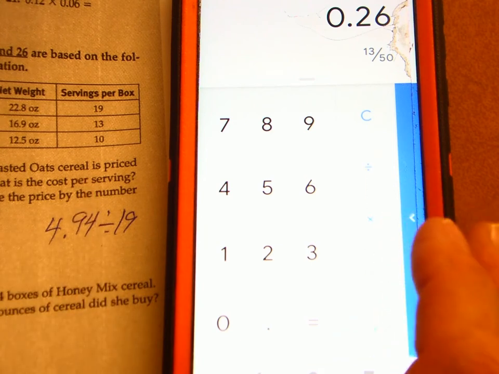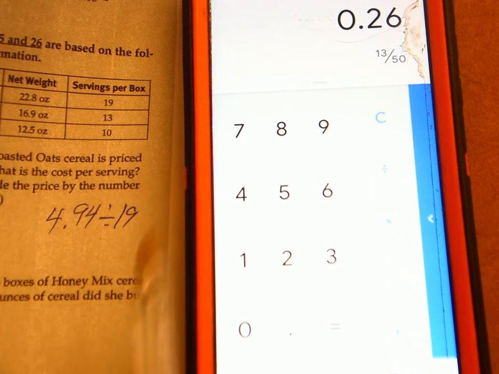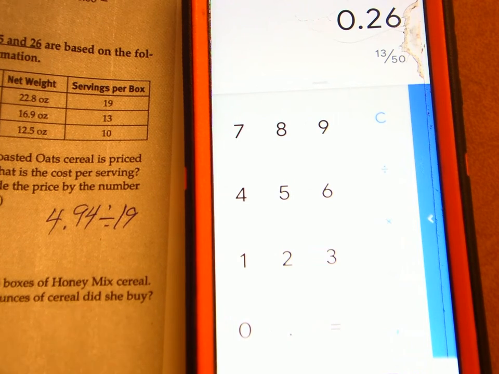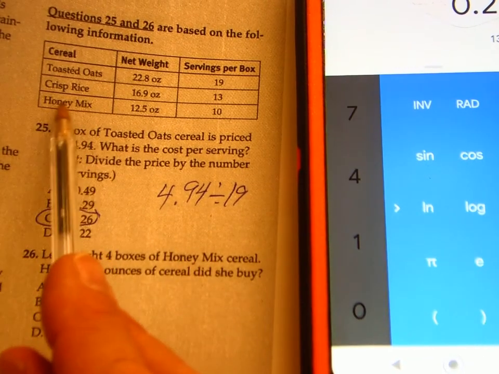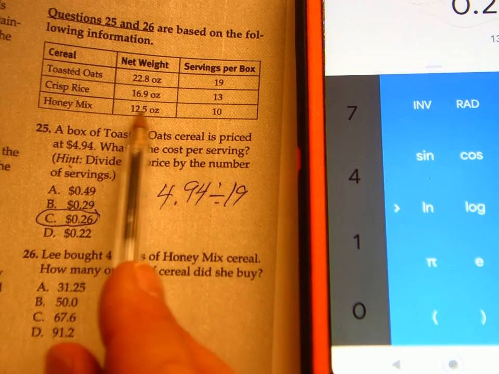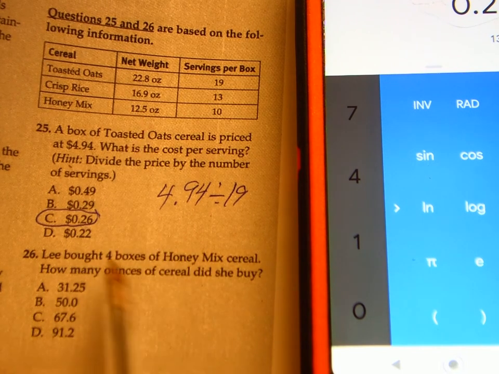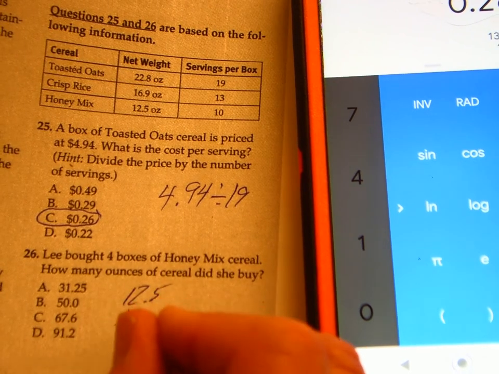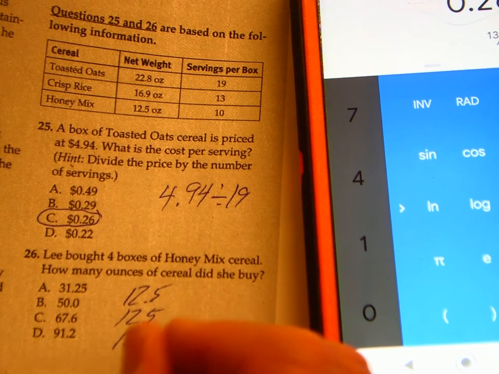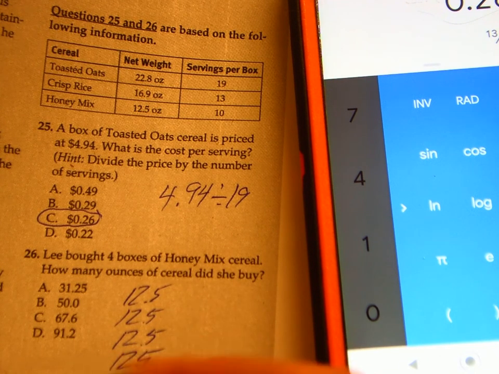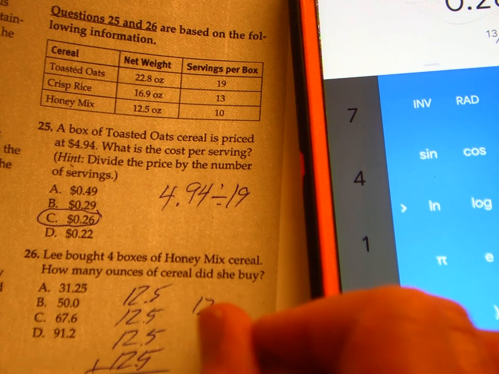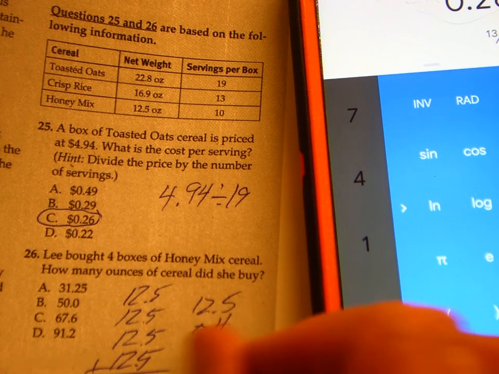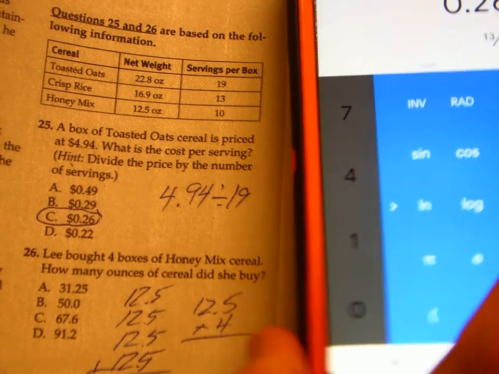Lee bought 4 boxes of Honey Mix cereal. How many ounces of cereal did he buy? Or did she buy? Lee can be a boy's name or a girl's name. Here it's a girl. Okay, so she bought Honey Mix. There's Honey Mix. How many ounces of cereal? Well, each box is 12.5 ounces, and we want 4. Now, we could do 12.5 plus 12.5 plus 12.5 plus 12.5. We could add them all up. Or we could just do 12.5 times 4. 4 boxes. Here we go.